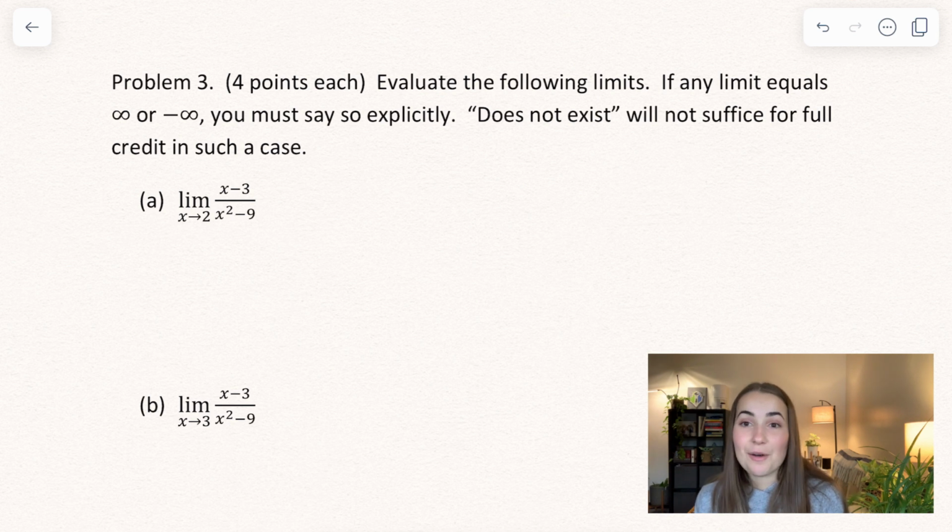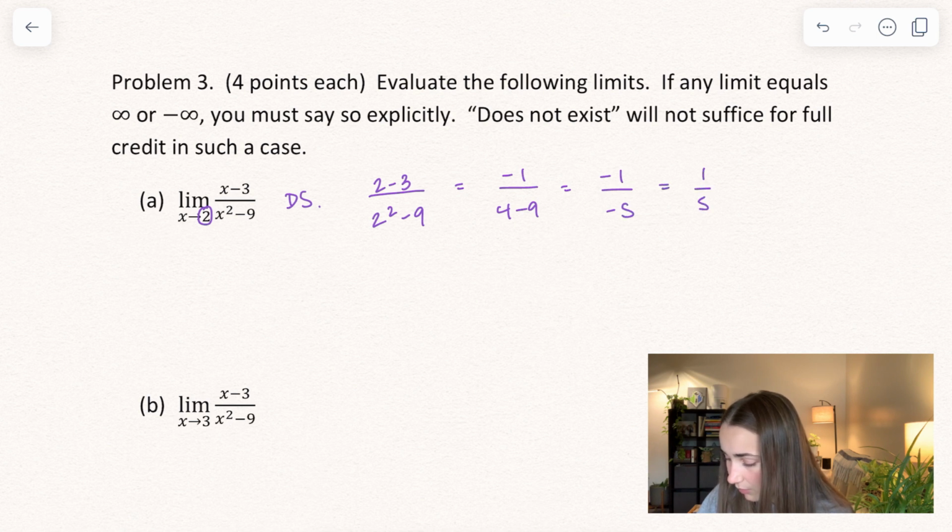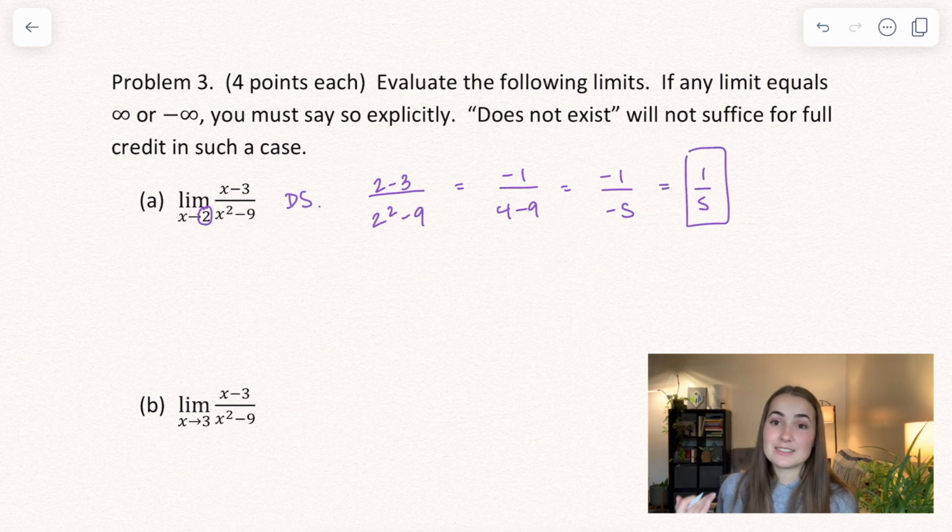Okay, so now we're going to go ahead and evaluate limits. So when we do so, always try using direct substitution first. It sometimes saves us some steps. So if I were to plug in x is equal to 2 into my function here, I get 2 minus 3 over 2 squared minus 9. That is equal to -1 over 4 minus 9. That's -1 over -5, which equals +1 over 5. So using direct substitution, I didn't need to worry about solving this out at all.